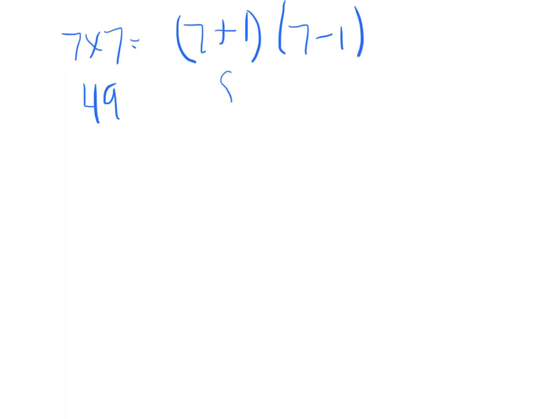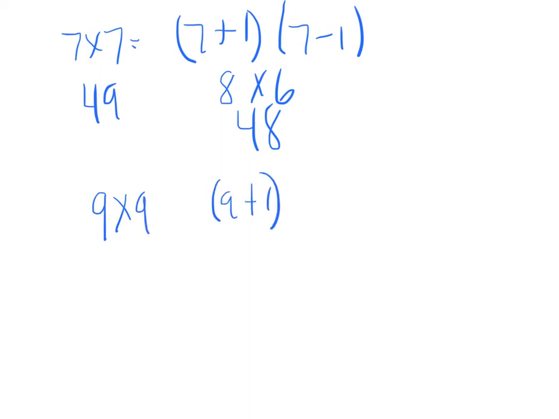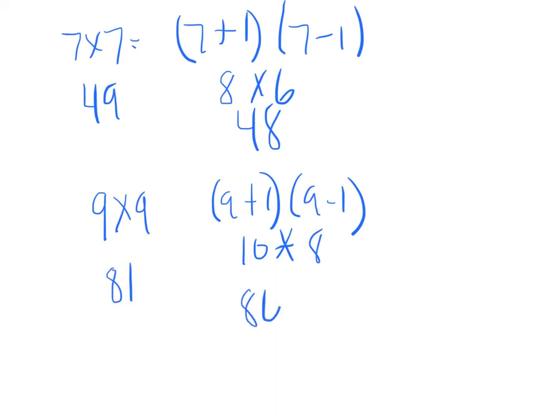What about 7 times 7? 7 times 7 is 49. What if we do 1 more and 1 less? So we do 7 plus 1 and 7 minus 1. So we get 8 times 6. Well, that's exactly 1 less again. What if we try it with 9 times 9? We do 9 plus 1, 9 minus 1, so 10 times 8, and we expect that to be, and it is, exactly 1 less than the square. So if you go up 1 and down 1, you get exactly 1 less.